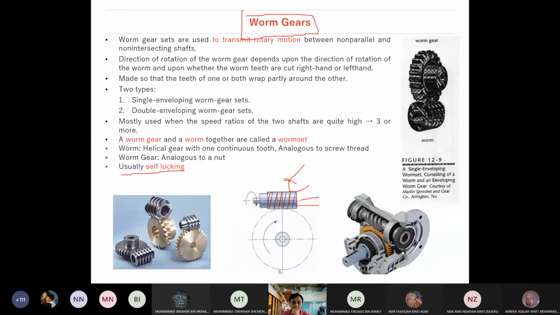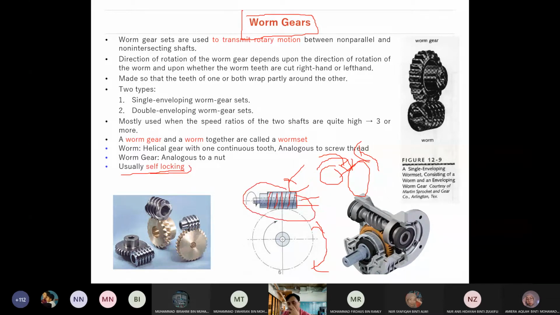For example, with a spur gear, if you move it this way, the other reacts. If you move it that way, it also interacts the other way around. But with worm gears, if you move the second gear, whether counterclockwise or clockwise, it will not move. That's why we call it self-locking.